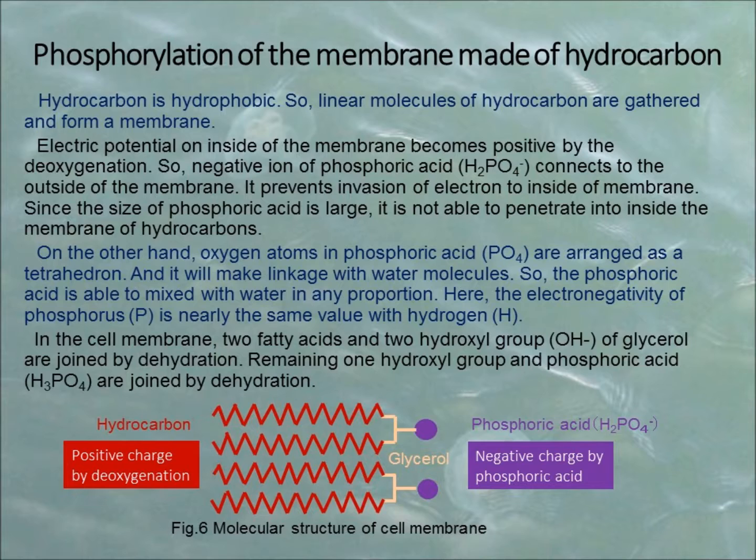On the other hand, oxygen atoms in phosphoric acid are arranged as a tetrahedron, and it will make linkage with water molecules. So, the phosphoric acid is able to mix with water in any proportion. Here, the electronegativity of phosphorus is nearly the same value as hydrogen. In the cell membrane, 2 fatty acids and 2 hydroxyl groups of glycerol are joined by dehydration. The remaining 1 hydroxyl group and phosphoric acid are joined by dehydration.